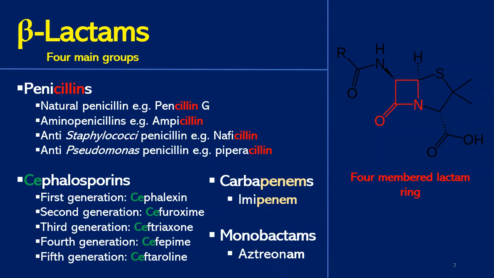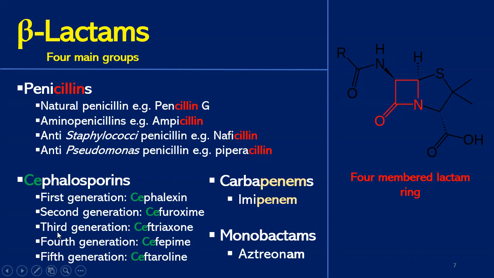And also it's the site where many of the bacterial enzymes cleave this beta-lactam ring, so it will render the antimicrobial inactive. So the whole story of the beta-lactam activity lies around this four-membered lactam ring. Now we have four subtypes of the penicillins and five subtypes of the cephalosporins.